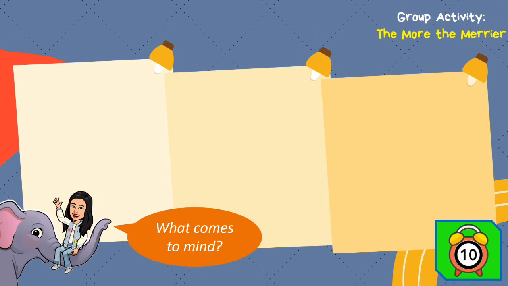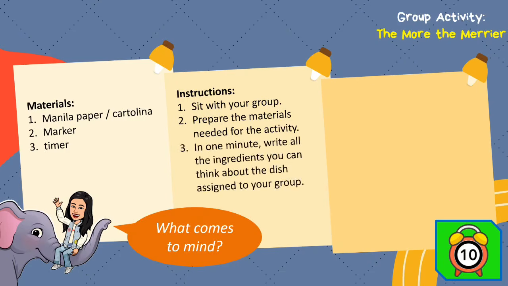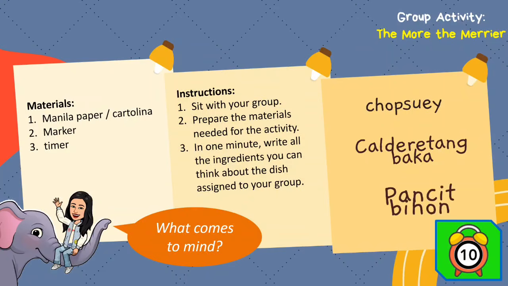Now, let's do a group activity that will measure your speed in noting details. Please prepare the following materials: manila paper or cartolina, marker, and a timer. This is what you are going to do. Sit with your group, prepare the materials needed for the activity, and in 1 minute, write all the ingredients you can think about the dish assigned to your group. Here are the dishes: chop suey, kalderitang baka, and pansit bihon.